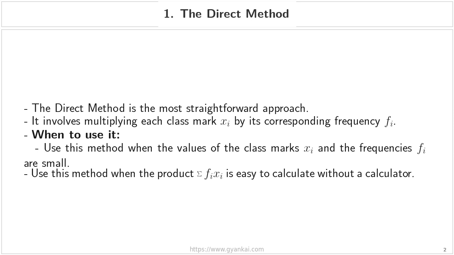You shouldn't use this method for every problem. You should specifically choose the direct method when the values of your class marks, x sub I, and your frequencies, f sub I, are small and manageable. A great rule of thumb is to use this method whenever the sum of f sub I times x sub I is easy enough to calculate in your head or with quick scratch work without needing a calculator.